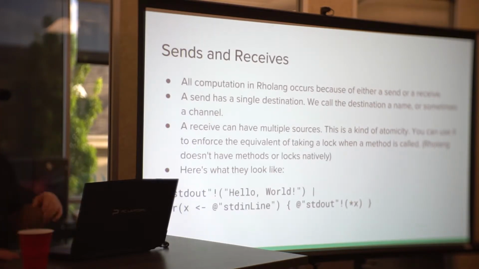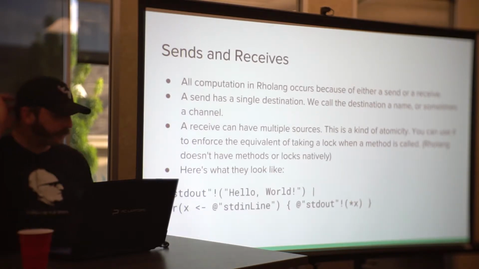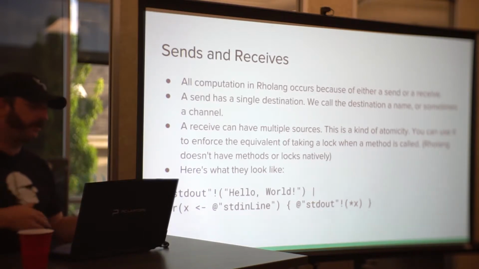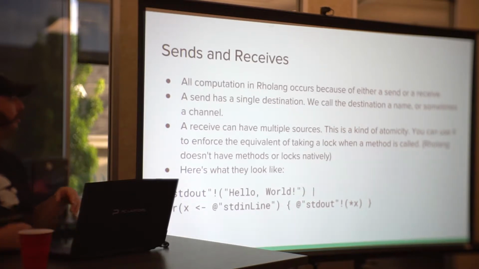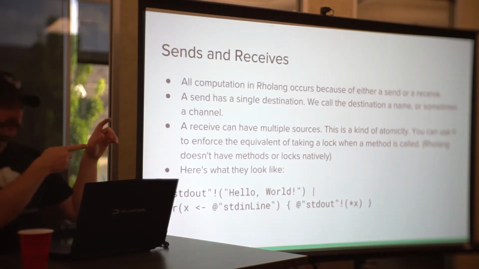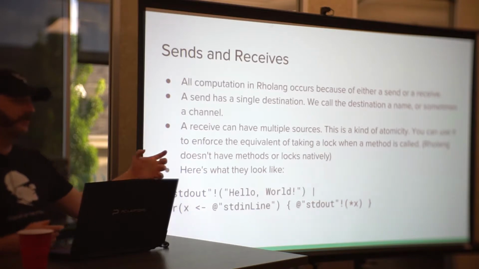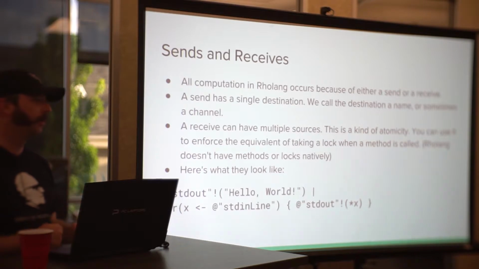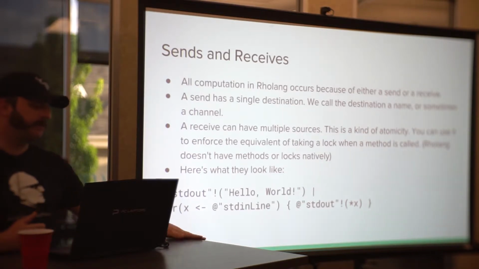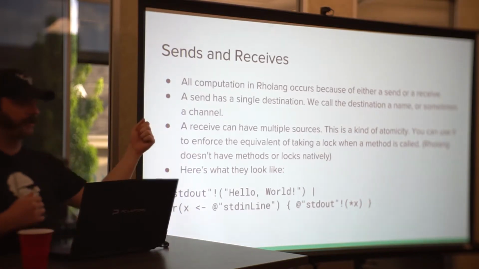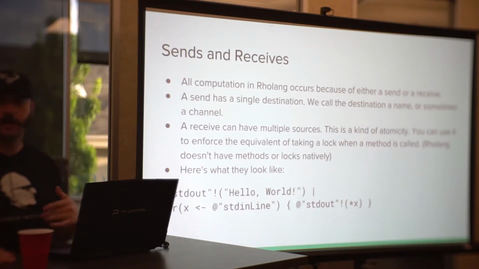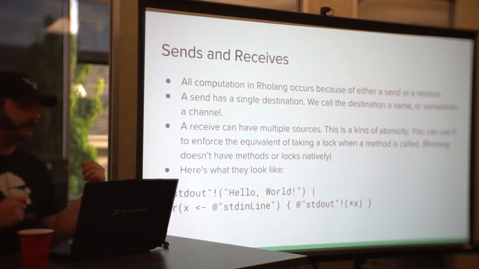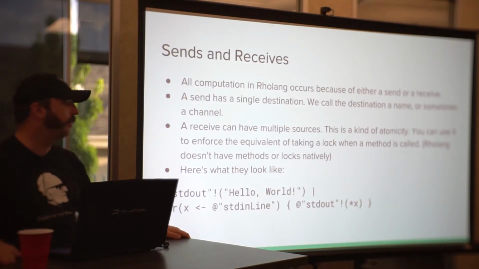So in order to get anything done in Rholang, all computation really happens because of either a send or a receive. Sends go to a single destination. We call the destination of a send a name. You can think of it like the name on an envelope, or the name gives you an address where you can meet with people that are expecting the data you're sending. You can actually use the names as a key-value store, and at the end maybe I can show you that.